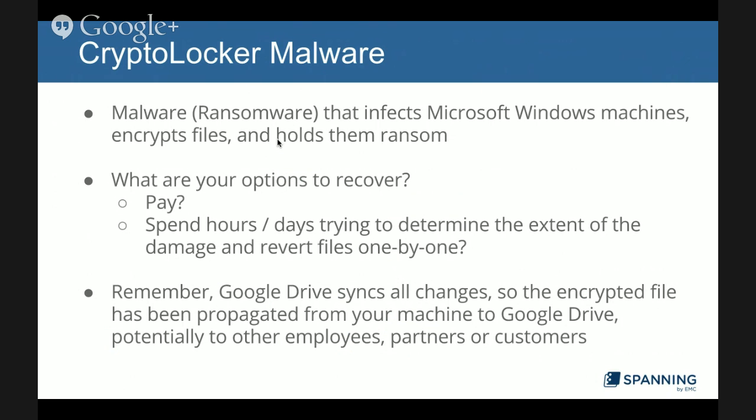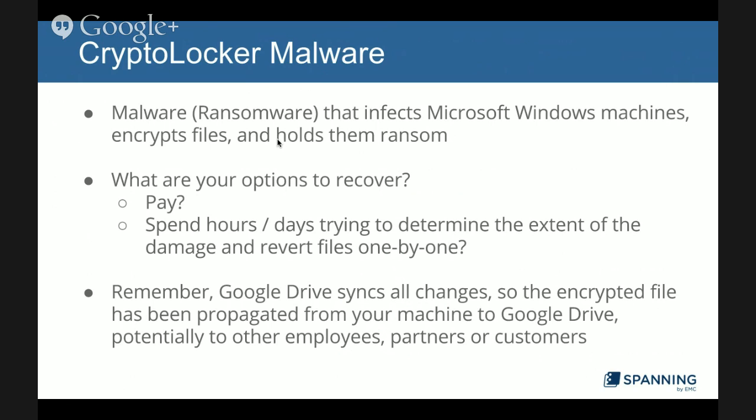And so for those of you who are familiar, Cryptolocker is a malware, or some people say ransomware, that infects Microsoft Windows machines. Typically, it encrypts files and holds them ransom. So it uses RSA encryption and goes and pulls the contents of files, such as Word documents, and encrypts it. So the end user can't use that data anymore. It's all encrypted. And they're notified. It says, hey, your files have been encrypted. Pay us, and we'll give you the key to unencrypt them.